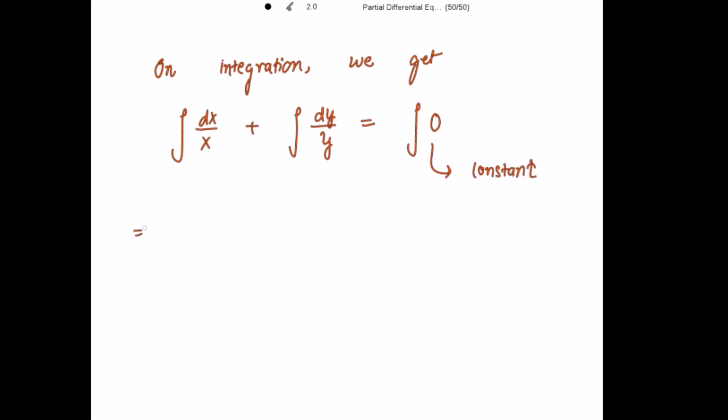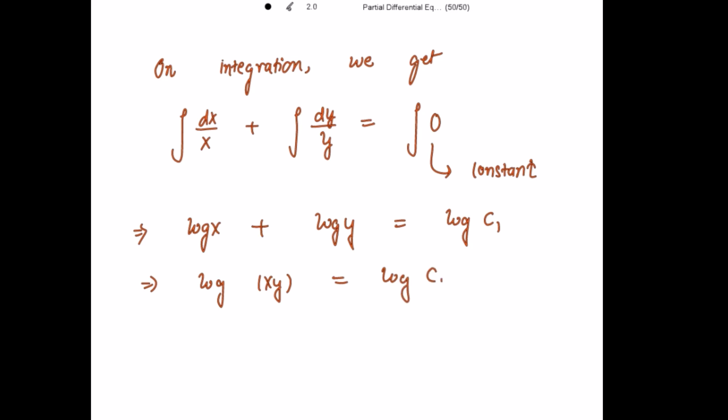So integrating, we get log x plus log y, and let me write the constant to be log of c1. So this implies log of xy equals log of c1. That implies xy is equal to c1. So this is the first solution we have got from the auxiliary equations.